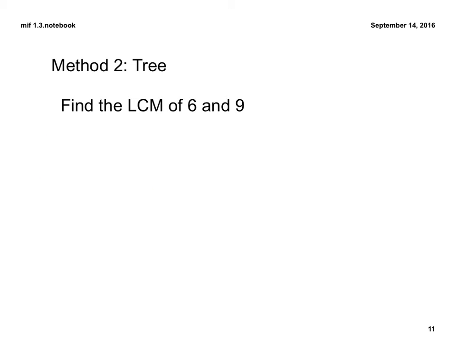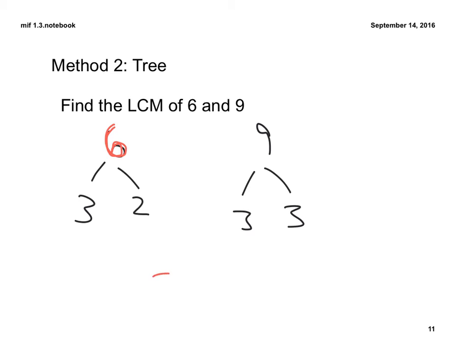My second method is using a tree diagram again, using a factor tree. So 6, if I find the prime factorization, it's 3 times 2. 9 would be 3 times 3. And what I'm looking for is I want to write down everything that I must have to make these numbers. So to make 6, I'm going to need a 3 and a 2. To make 9, it says I need 3 times 3.